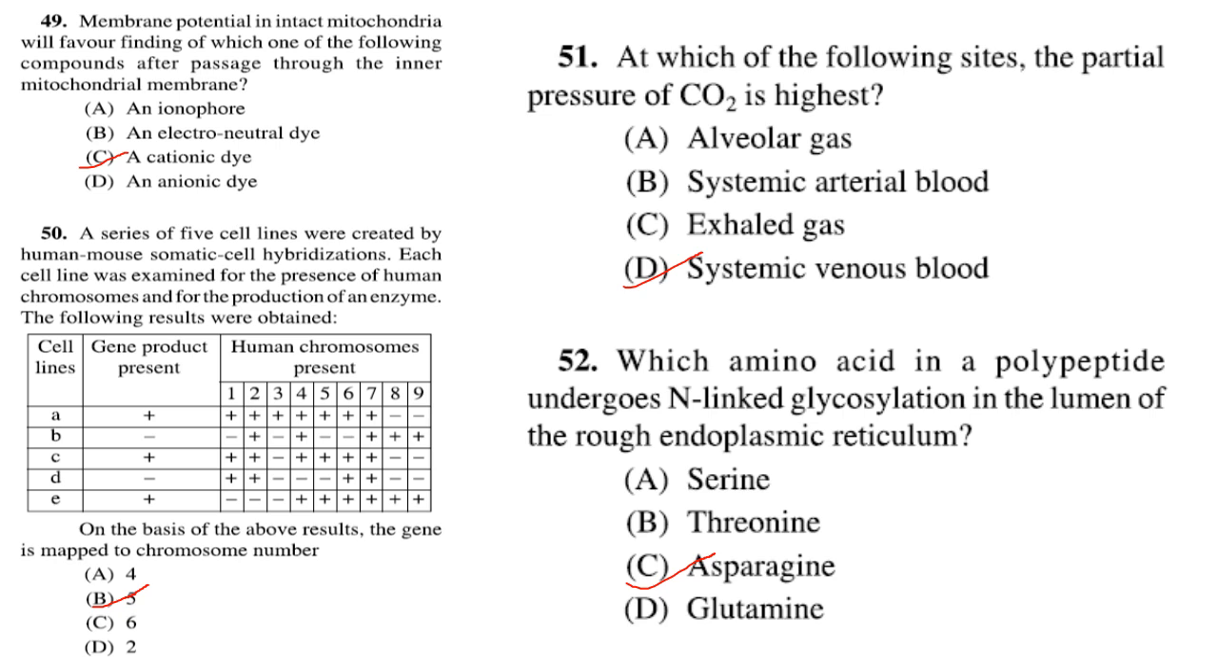At which of the following sites is the partial pressure of carbon dioxide highest? That is systemic venous blood. Answer is option D.